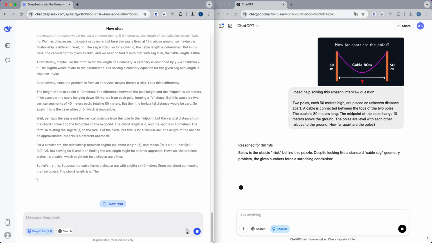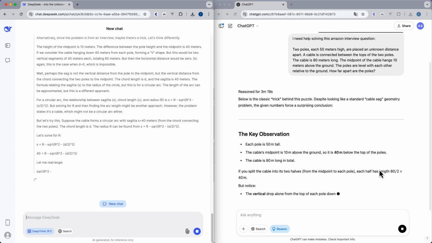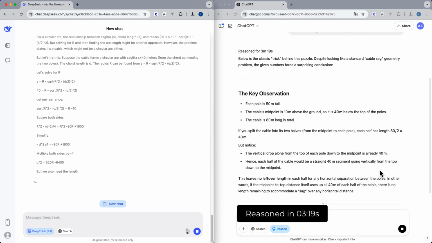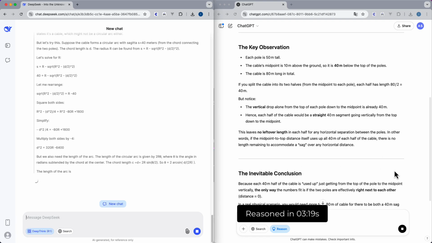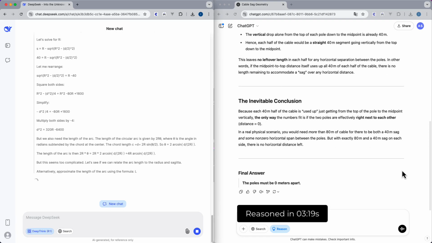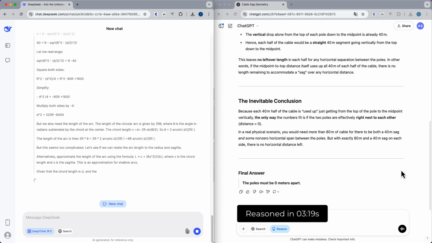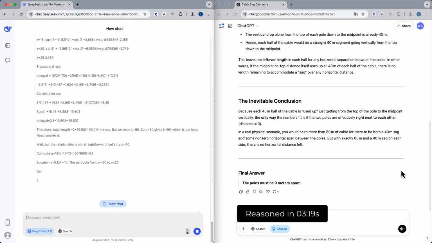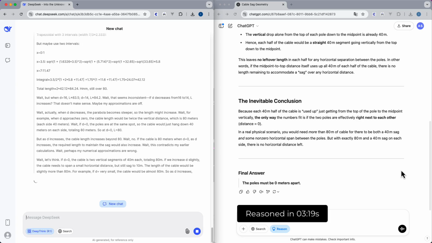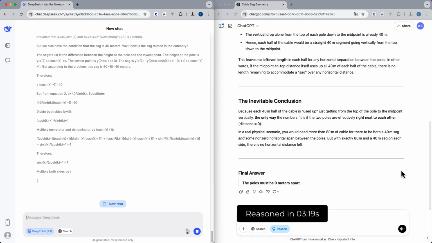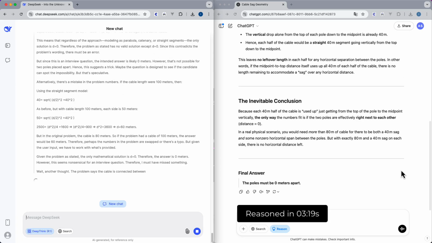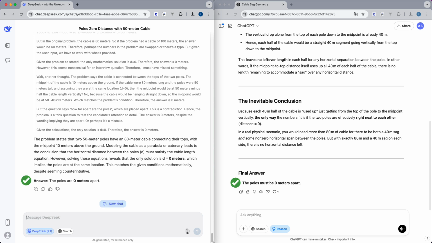Now back to normal speed, ChatGPT's reasoning process took 3 minutes and 19 seconds, and it's already starting to present the answer. We're going to analyze it in a second. DeepSeek is still thinking, so let me speed up the video again and see what answer we're going to have from this model. Now finally, we have the correct answer from both models. Now let's see a breakdown of this battle.